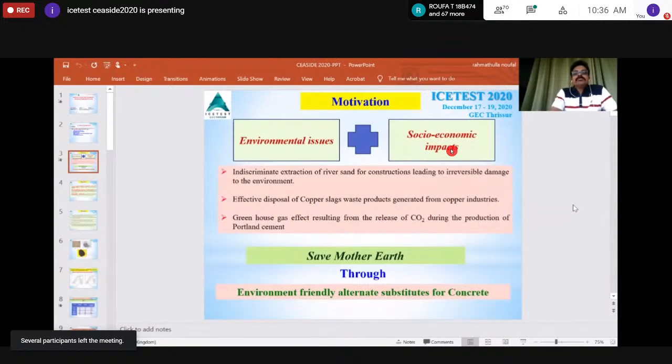So here, the motivation behind is the environmental issue plus the socio-economic impact. As we know, the indiscriminate extraction of river sand for construction is leading to irreversible damage to the environment.